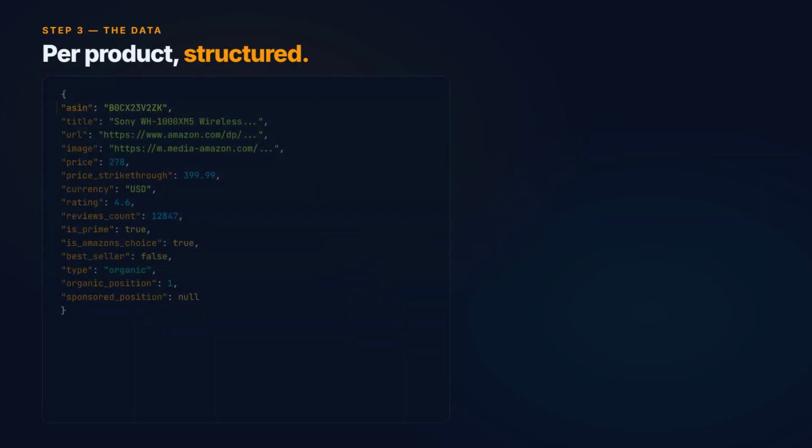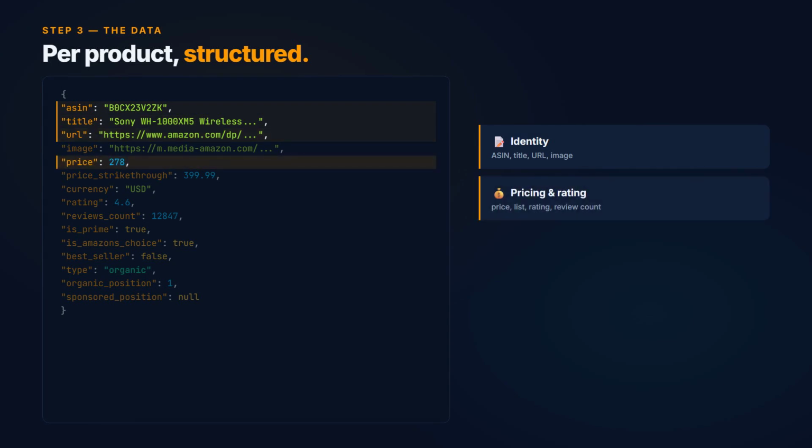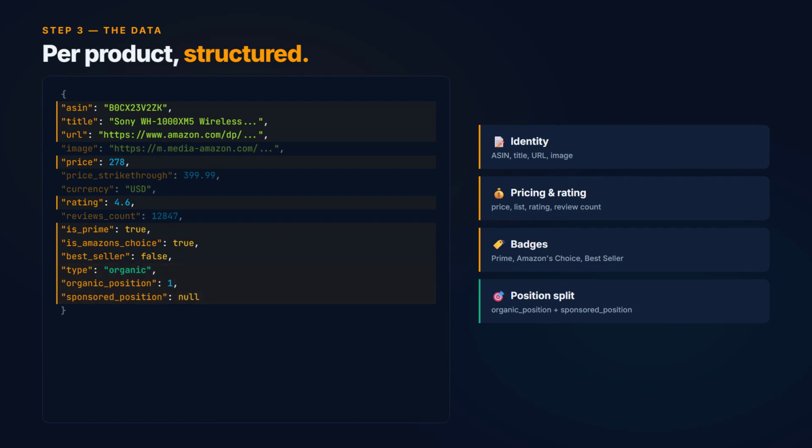So here's what comes back per product. The ASIN, the full title, the URL, current price, list price, and currency. Rating and review count. Prime eligibility, Amazon's choice, and bestseller flags.